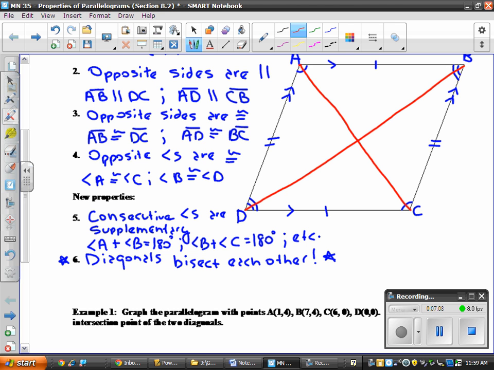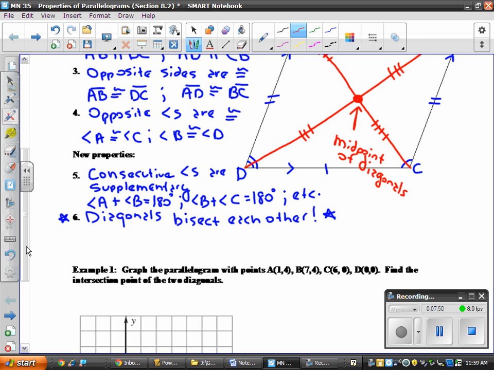And what this property here is saying for number 6 is diagonals bisect each other. We've talked about bisect a lot. It means break up into two equal pieces. So this point right here is the midpoint of diagonals. And why? Because it's going to break this diagonal up into two equal pieces, and it's going to break this diagonal up into two equal pieces. And that is important. So you've got your two diagonals, and they are bisecting or hitting each other at their midpoints, at both the diagonals' midpoints.